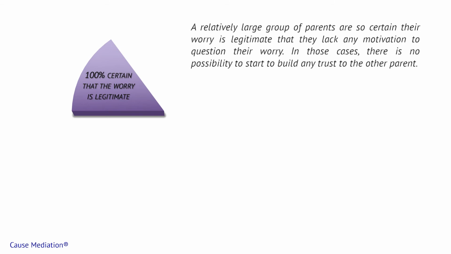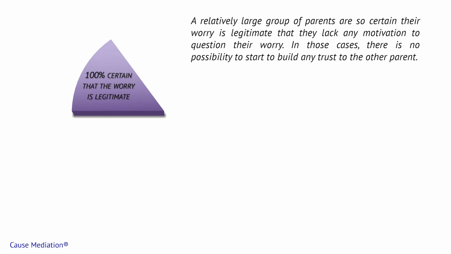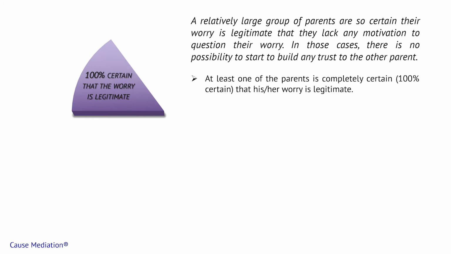A relatively large group of parents are so certain their worry is legitimate that they lack any motivation to question their worry. In those cases, there is no possibility to start to build any trust to the other parent. The parents in this group are characterized by: at least one of the parents is completely certain, that is 100% certain, that his or her worry is legitimate.